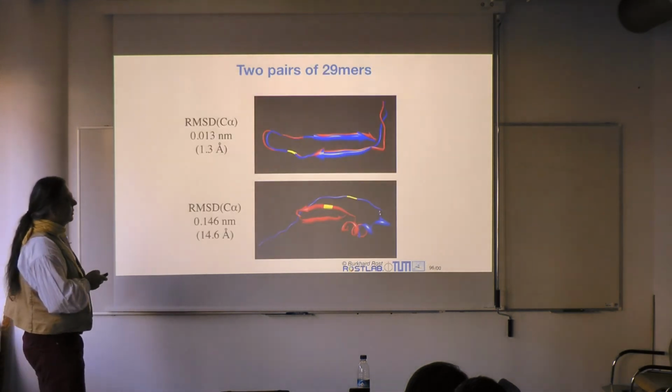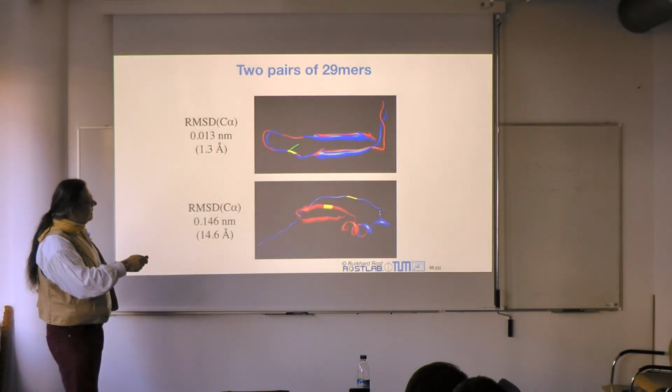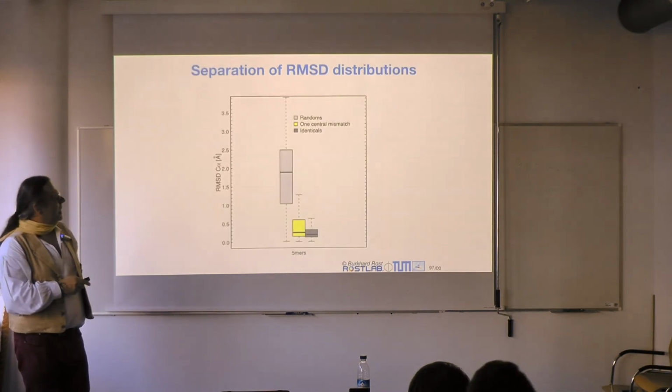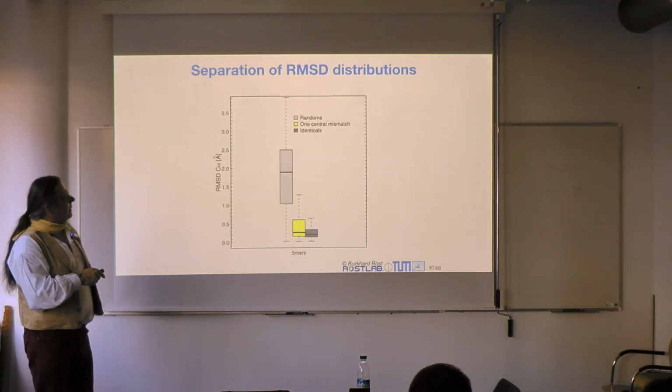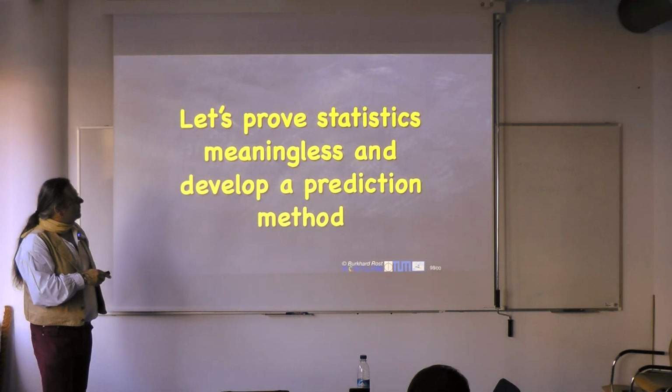in the 5 mer. So here are 2 examples. We want to distinguish this case from that case, and to some extent we can do that. Let's not get into the distribution.